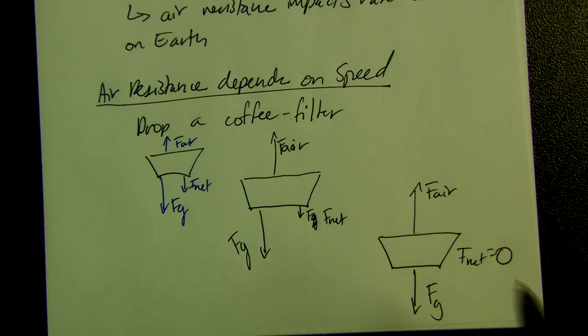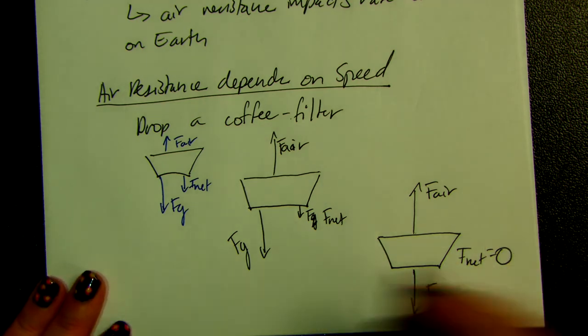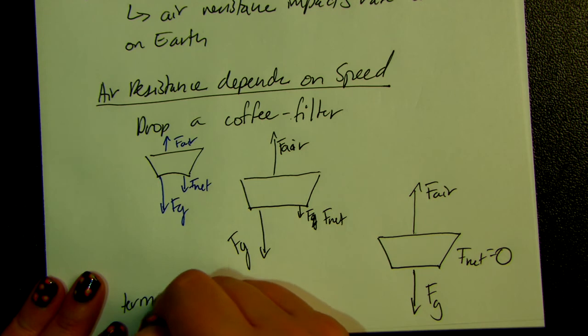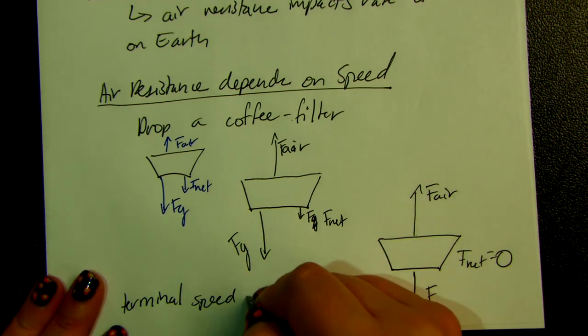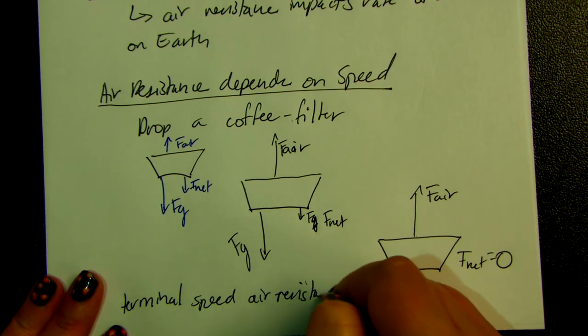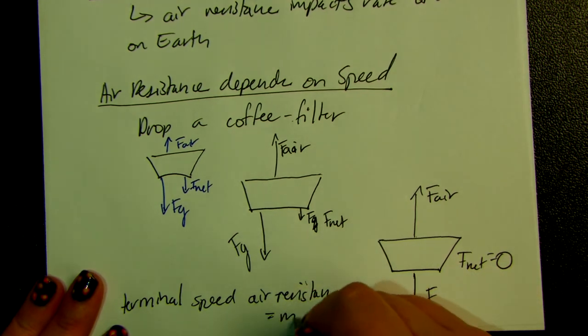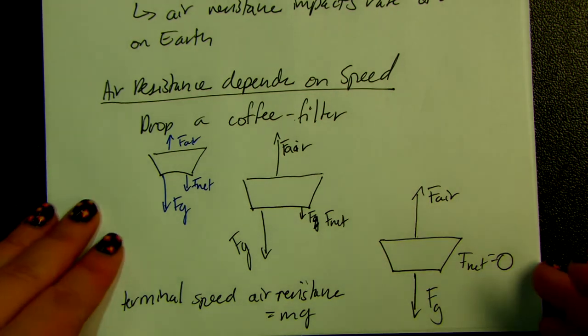All right, so what this coffee filter has reached is something called terminal speed. This is the moment when air resistance equals mg. So terminal speed: air resistance equals mg. So the force from the air is equal to the force of gravity.